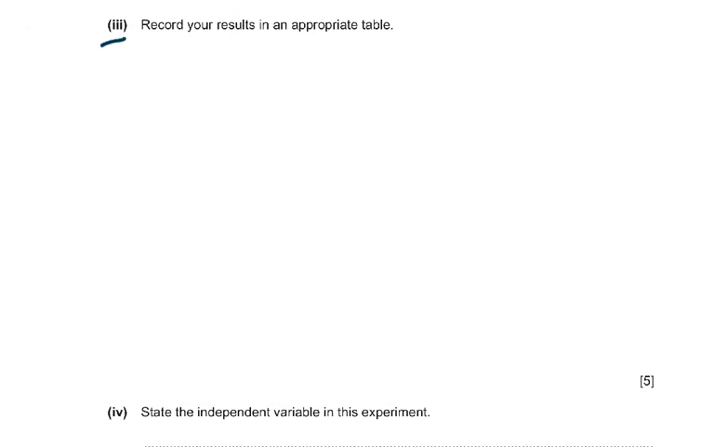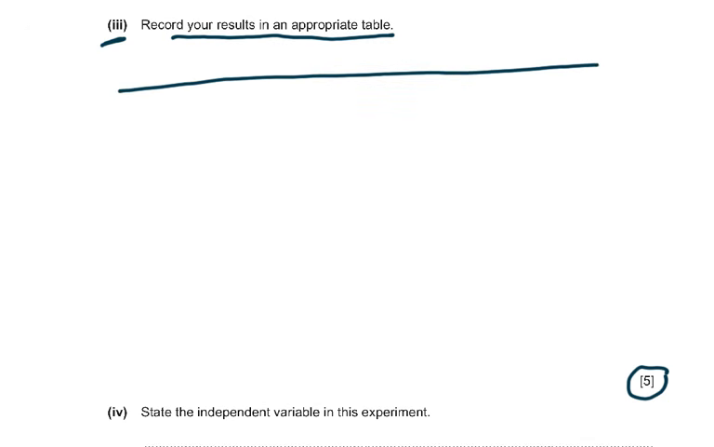Now coming to A part 3, which we mentioned earlier, record your results in an appropriate table. And look at the marks, 5 marks. Now everybody should get their 5 marks in this. There is no way that anybody could lose any marks in this table. So always what you do is, you write the headings first.